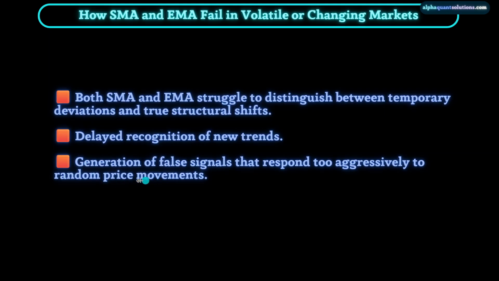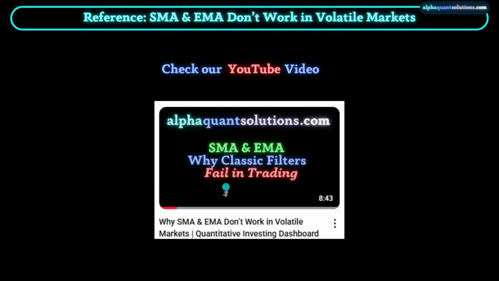And we have also seen that there is a generation of false signals that respond too aggressively to random price movements. And this is often the case for the EMA. And if you want a little bit of a review on the SMA and EMA and why they in general don't work for volatile market conditions, please have a reference to our YouTube video shown here.